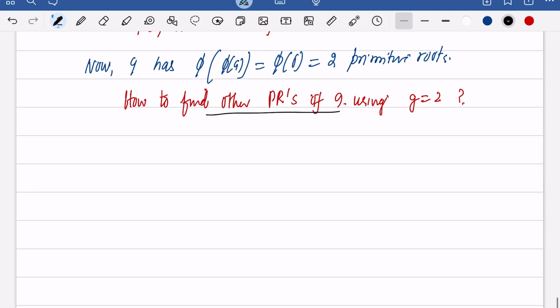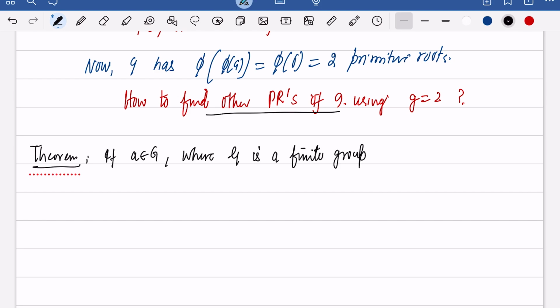Now let's mention some results here and try to understand how we find the primitive roots of higher powers of p using just the primitive roots of p. Again employing group theory. If a belongs to G, where G is a finite group, then if we want to find the order of a power k, this is equal to the order of a divided by the GCD of k and the order of a.